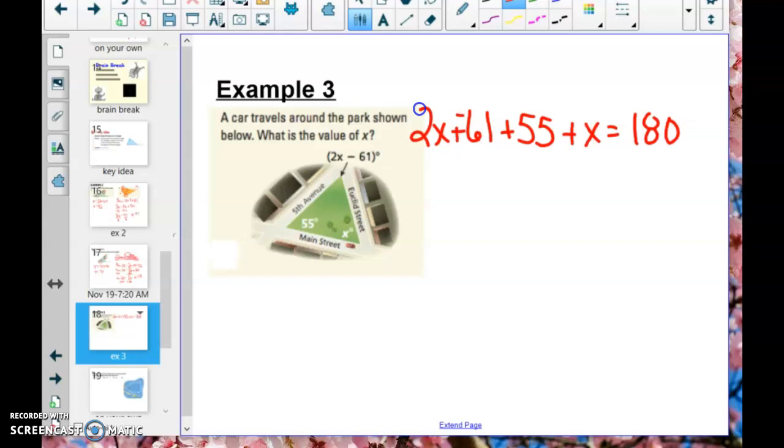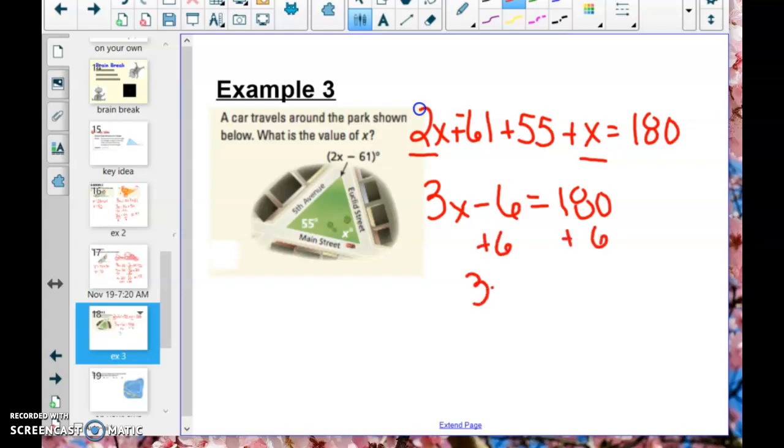Well, I've got some like terms that I can put together there. 2x plus 1x is 3x. Negative 61 plus 55 is going to give me negative 6. Remember, same signs add and keep, different signs subtract. Use the sign of the bigger number, then you'll be exact. Then I'm going to add 6 to both sides. And then last, I just have to divide by 3. And all they want is the value of x for this question, so my answer would be x equals 62.